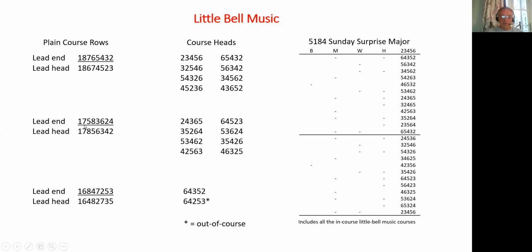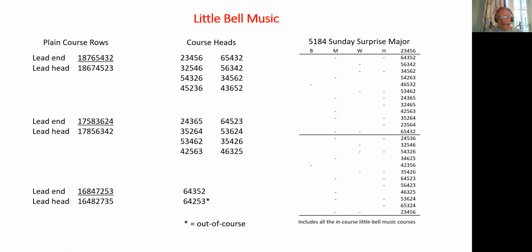This other lead head, the one with the 7 on the front, where you've got 3, 6, 2, 4 followed by 6, 3, 4, 2 at the back of the change, will also give you little bell runs, not in the plain course, but in these 8 other courses. Again, these will give you runs of either 2, 3, 4, 5, or 5, 4, 3, 2, or 3, 4, 5, 6, or 6, 5, 4, 3. So again, in your composition, you'd ideally like to include as many of those as possible.